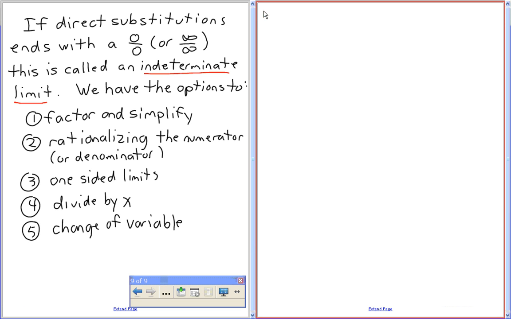Example 2 says, evaluate the limit as x approaches 2 of 8 minus x cubed all over 2 minus x.